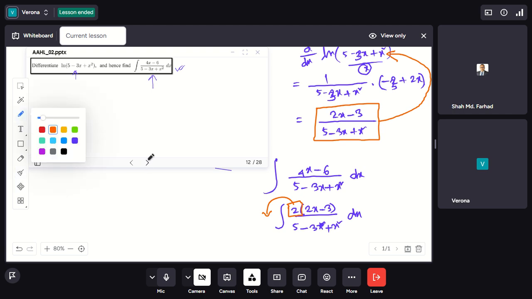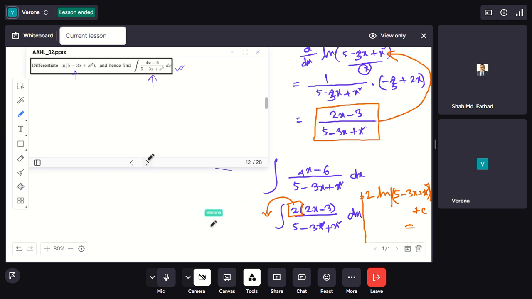Can you complete it now? So it will be 2 ln of 5 minus 3x plus x square, the absolute value, plus c. Yeah, so that is the result. Okay, note it down.